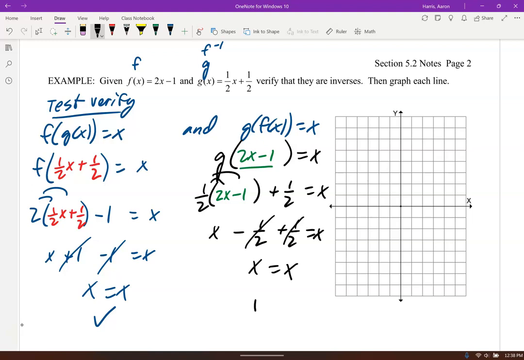Hey, what do you know? Yes, it satisfied both tests. So yes, they are inverses. So let's just go ahead and graph them now.